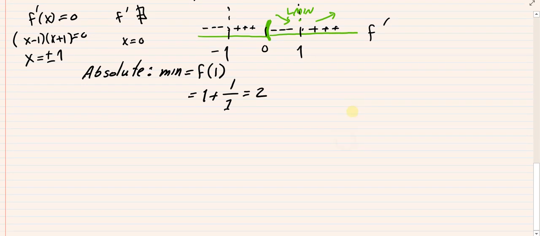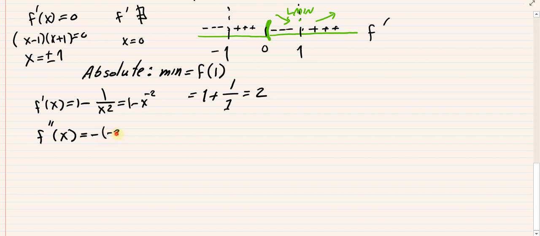Now, the other way we could have done this is, once we found our first derivative, let's actually find our second derivative of x, because we haven't done that. Our first derivative, again, remember, f prime of x was 1 minus 1 over x squared, right? So f double prime is going to be the derivative of 1 minus x to the negative 2. It's going to be negative of negative 2 x to the negative 3, or 2 over x cubed. The derivative of 1, of course, is 0. So we have 2 over x cubed.